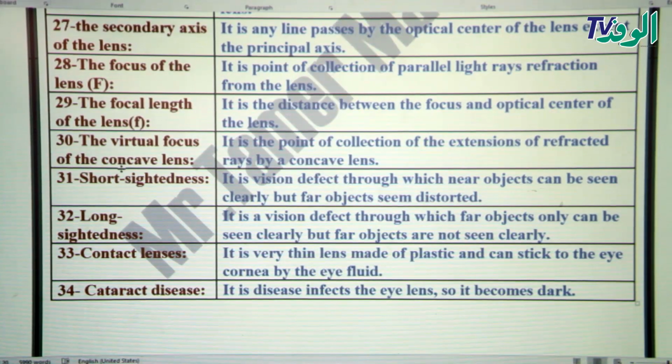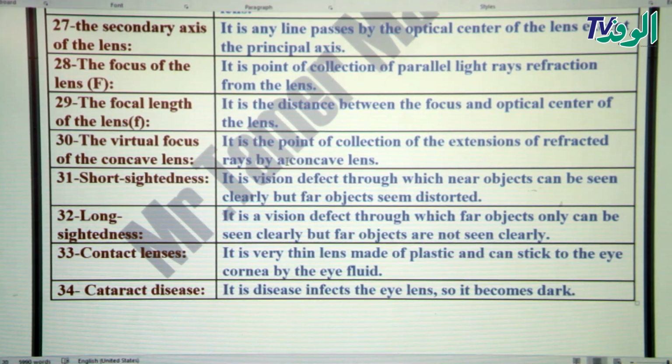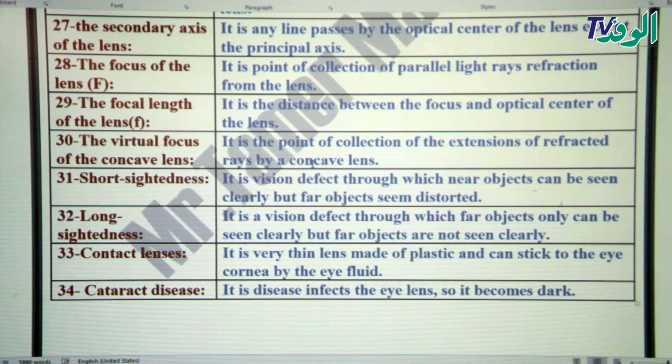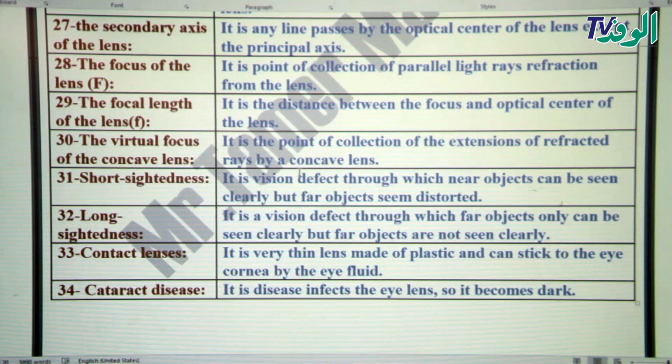What's meant by the virtual focus? The virtual focus, it is the point of collection of the extensions of the refracted rays. Of course, we can obtain it by a concave lens. Again, what's meant by the virtual focus? It is the point of collection of the extensions of the refracted rays by the concave lens.